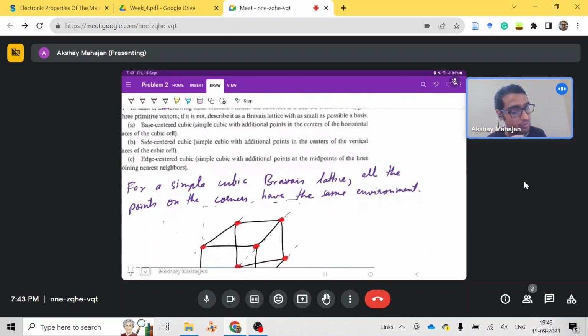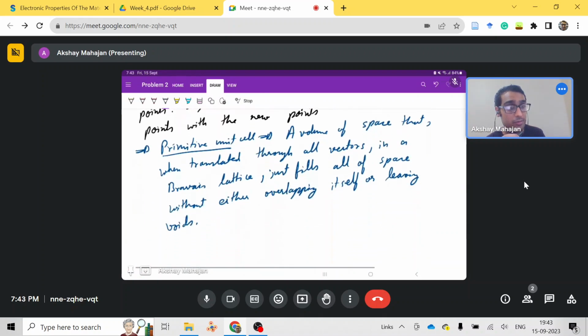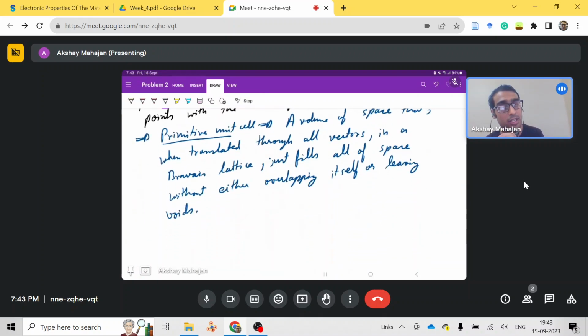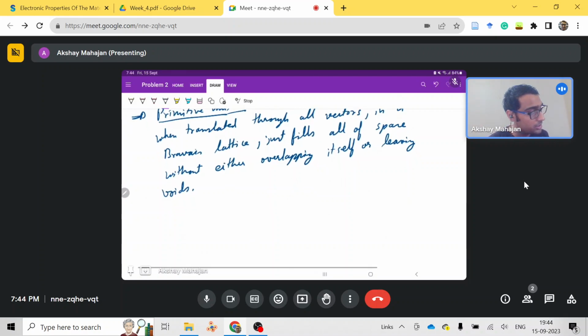Okay, so either it will be a Bravais lattice, and if it is a Bravais lattice, then we can see the primitive unit cell in that also. Even if it is a Bravais lattice, we have to look at the primitive unit cell and get the primitive lattice vectors. Else we have to find this primitive unit cell for the structure.